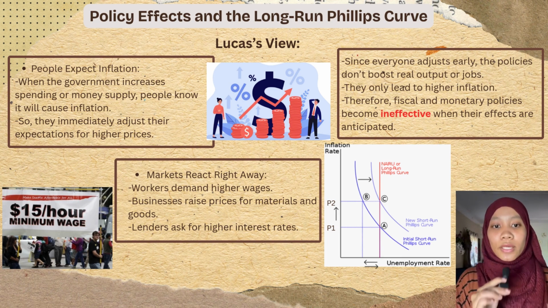Lucas' theory shows that once people anticipate policy effects, the usual tools of fiscal and monetary policy lose their power. This is a central idea in neoclassical economics, which views the economy as self-correcting and questions the effectiveness of active government intervention. Instead of temporarily boosting profits, output, and jobs, expansionary policy causes the economy to jump directly from point A to point C, raising inflation from P1 to P2 along the vertical long-run Phillips curve in the figure.